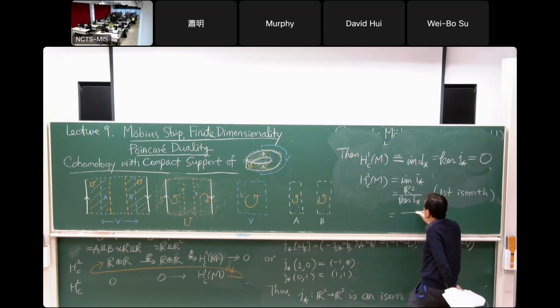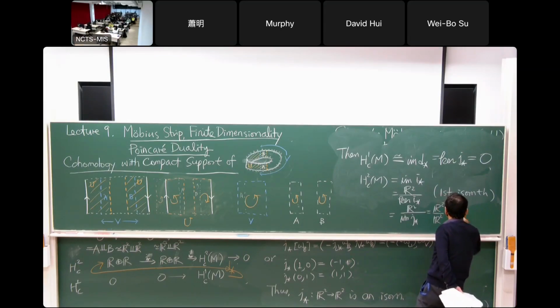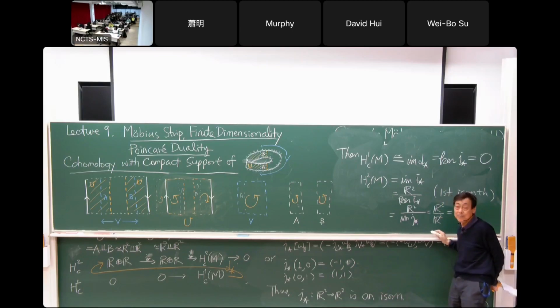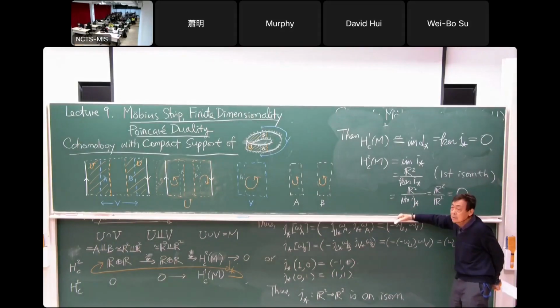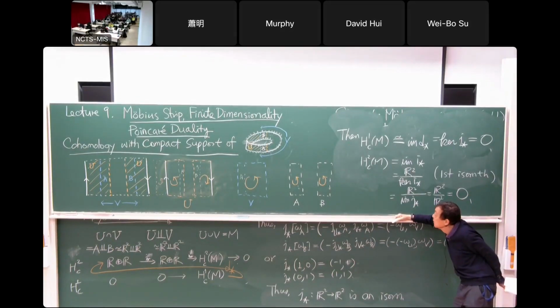And the kernel of I star is the image of J star, which is R2, because J star is an isomorphism. So you also get 0, okay? And so the cohomology with compact support of the open Möbius strip is 0 in every dimension.